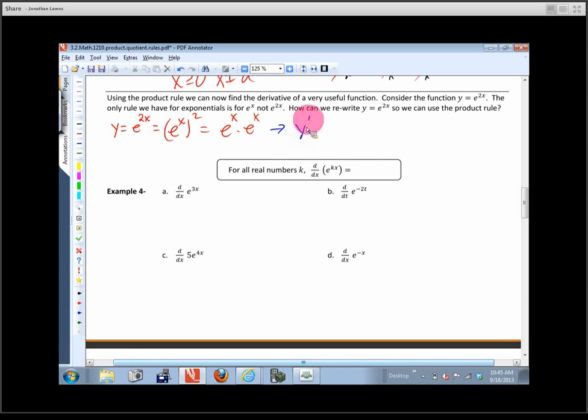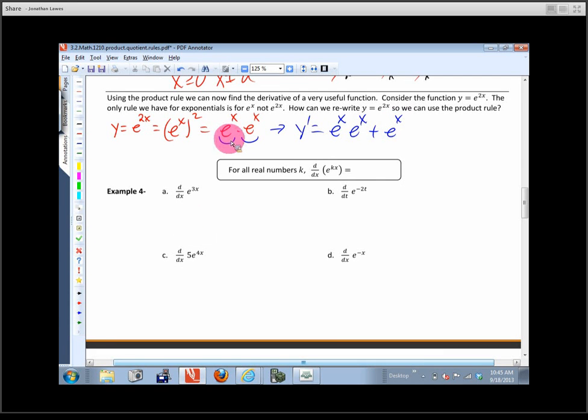Now, let's figure out what y prime is. This is the first function, and that's the second function. So we're going to have a lot of e to the x's floating around here. First function is e to the x times the derivative of the second function. So what's the derivative of e to the x? E to the x. Plus the second function, e to the x, times the derivative of the first function, which is e to the x.